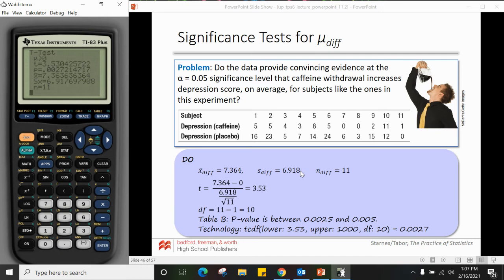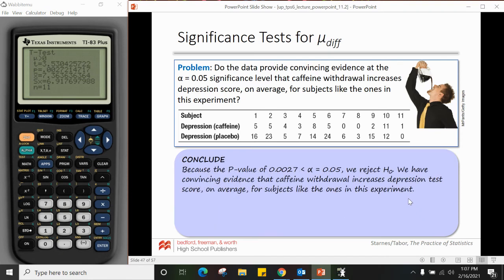So I get a t-value of 3.53. My degrees of freedom is 11, or is 10. So 11 minus 1 is 10. And then my p-value is 0.0027, which is more accurate than the table.